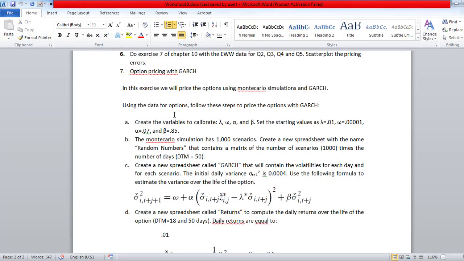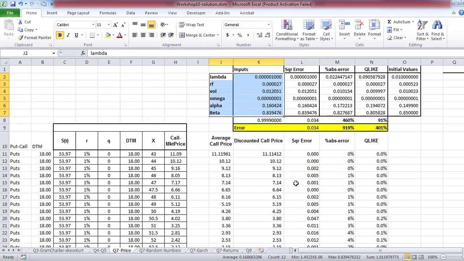The last exercise I'm going to solve here is the option pricing with the GARCH, question 7. The first thing you have to do is create variables to calibrate. These are lambda, omega, alpha, and beta, and then you have the starting values. This is what I'm going to do in this Q7 price, and here I have the inputs: lambda, all my parameters.